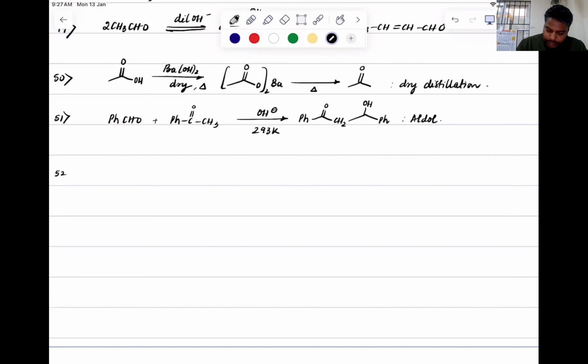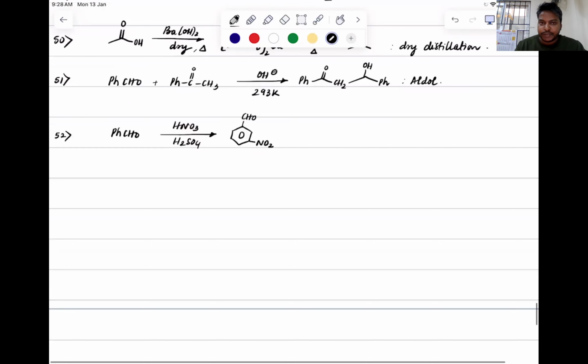52. If benzaldehyde is treated with HNO3 and H2SO4, then it is a meta-directing group. So please mind that we should always position on meta.